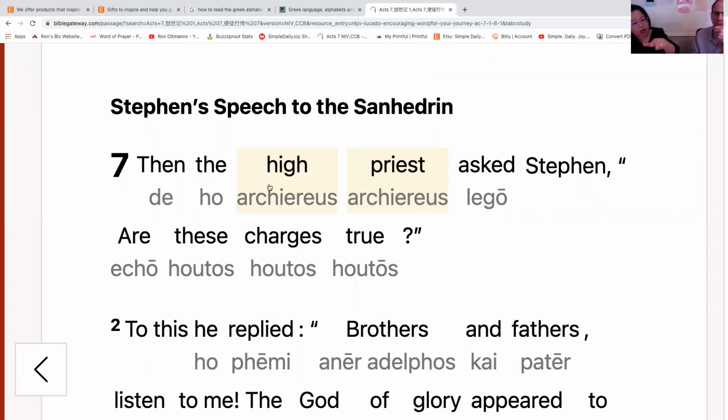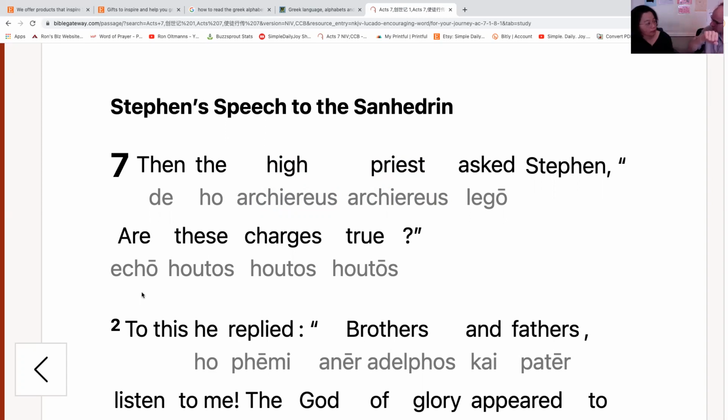So are these charges true? So basically houtos alone is the translation for these charges true. Well, this is one of the difficulties about translating from one language to another, because in the Greek it says echo houtos, which, if you translate it very literally, would be, I have these. So when the high priest asked Stephen, he basically said in Greek, echo houtos, I have these. And the implication is he's saying to Stephen, I have these charges against you, but all he actually said on that day was, I have these.